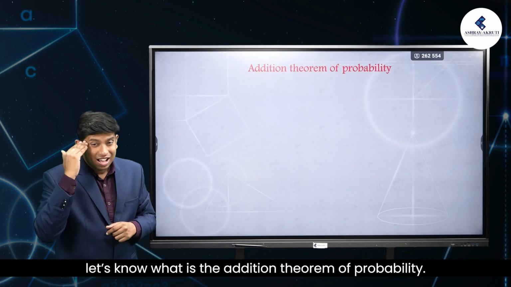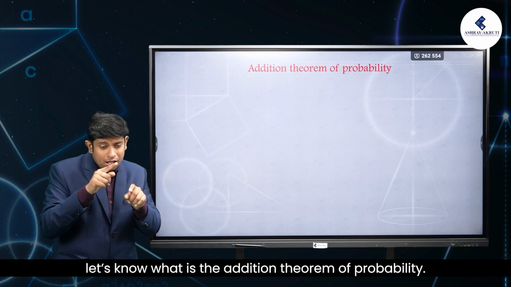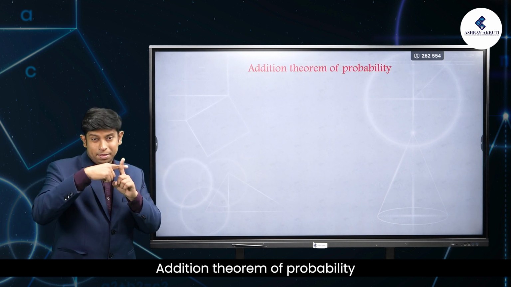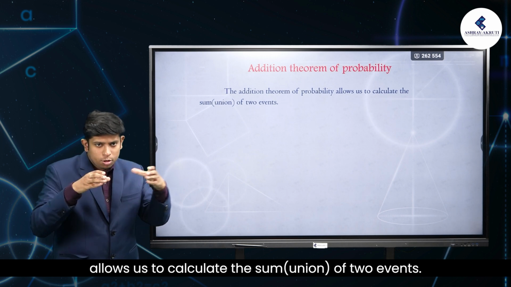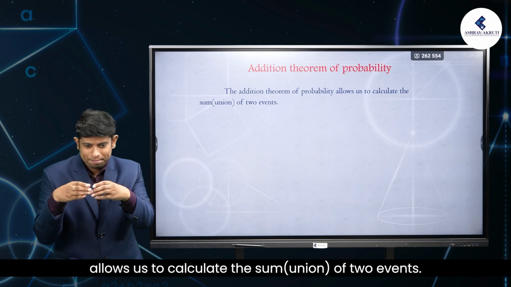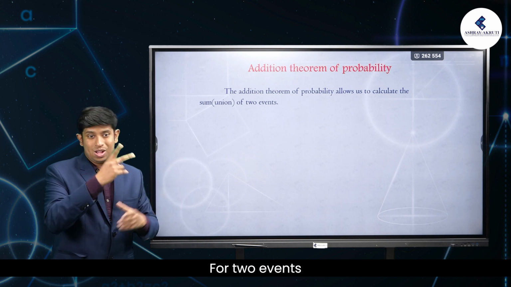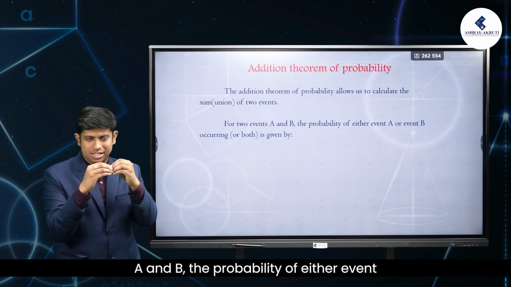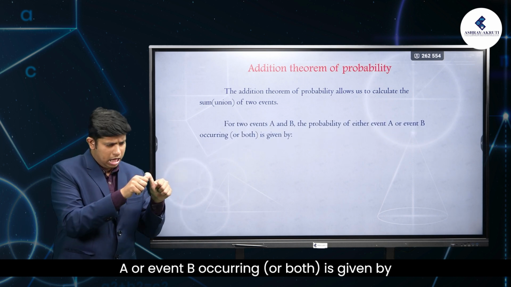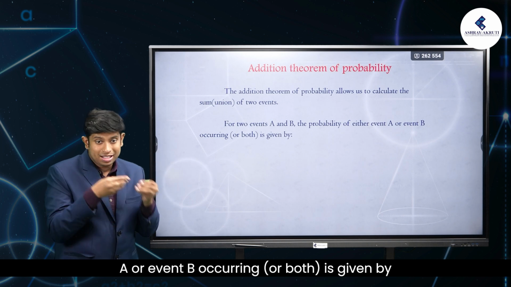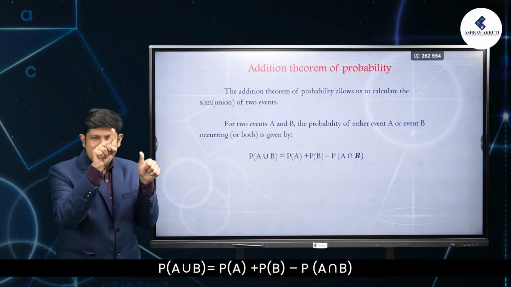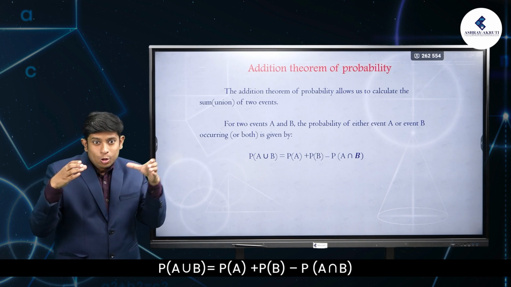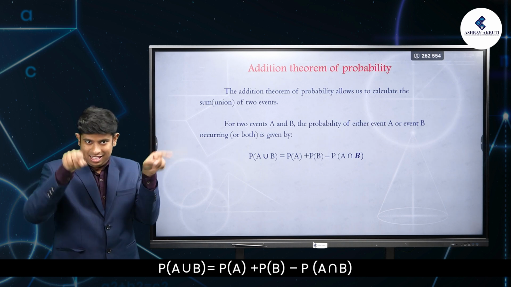Students, let's know what is the addition theorem of probability. The addition theorem of probability allows us to calculate the sum of two events. For two events A and B, the probability of either event A or event B occurring or both is given by P of A union B is equal to P of A plus P of B minus P of A intersection B.